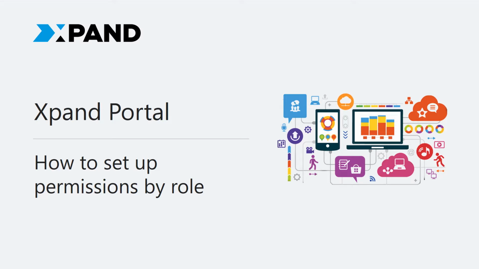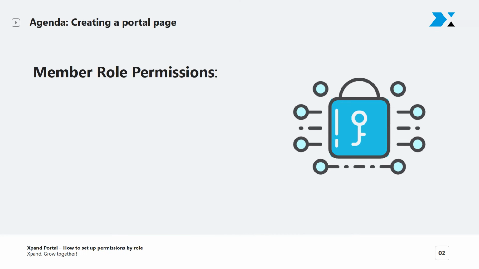Today we're going to set up permissions for a portal page to tailor availability of specific fields or features to member roles. Whenever you're creating or editing a page on the portal, you can configure permissions for member roles. These permissions define availability of certain features as well as columns. Using permissions, you can customize the portal to suit your specific needs.